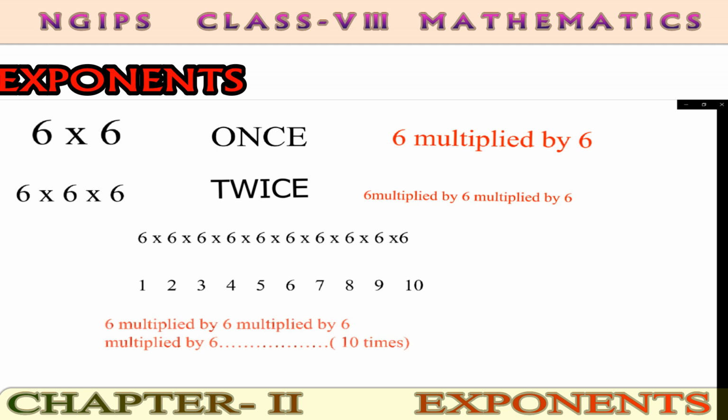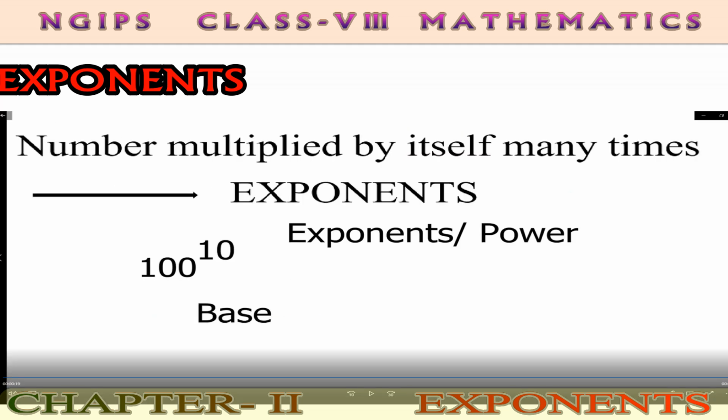Is there an easier way to denote this kind of operation? What kind of operation am I talking about here? The one in which a number is multiplied by itself many times. The answer to that question is yes, we do, which brings us to the topic of exponents.